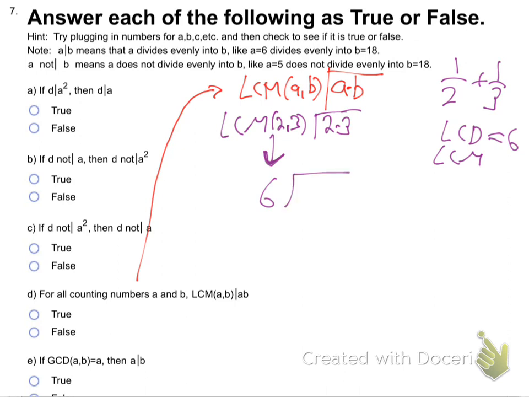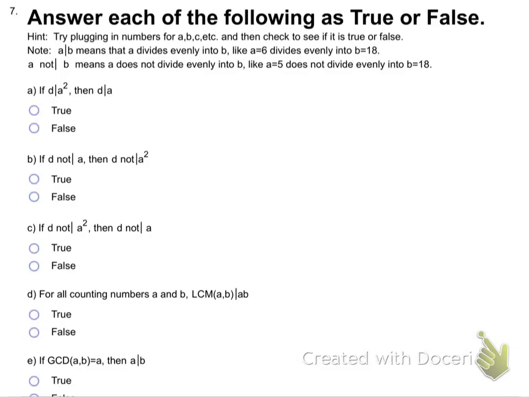So 6, and what is 2 times 3? It's also 6. Yeah, that's true. 6 does go evenly into 6. Is this always going to be true? Yeah, it is. You can try for a long time. It'll always be true. The LCM of A and B always goes into A times B. Let's try part E.